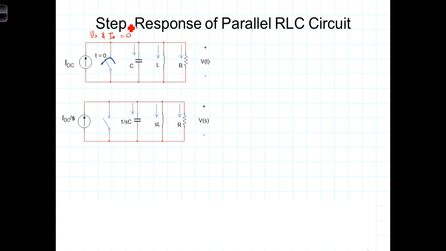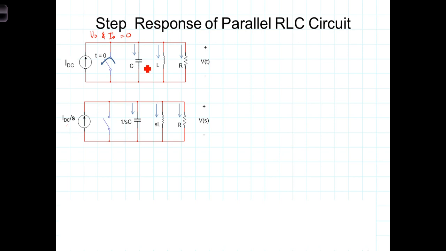Our first step, once again, is to transform this into the frequency domain, where the current source transfers in as IDC, some constant I, that turns on at t equals 0. So we've got IDC over S to represent the fact that it wasn't a constant, but that this DC current is being applied at t equals 0. This is the Laplace way of representing I of t, U of t.